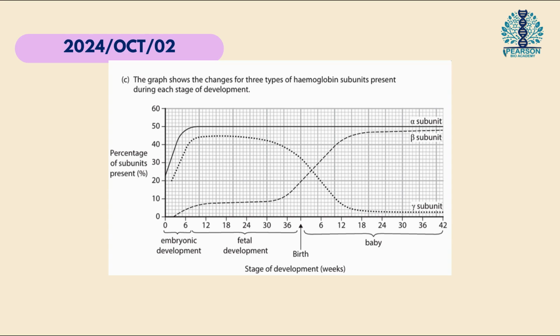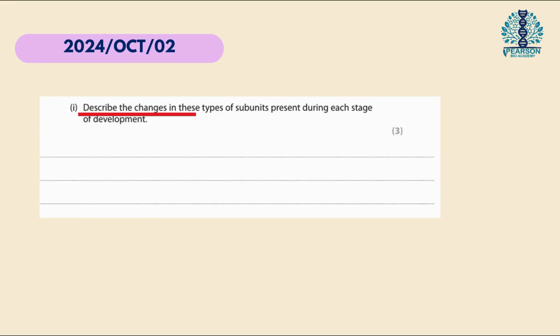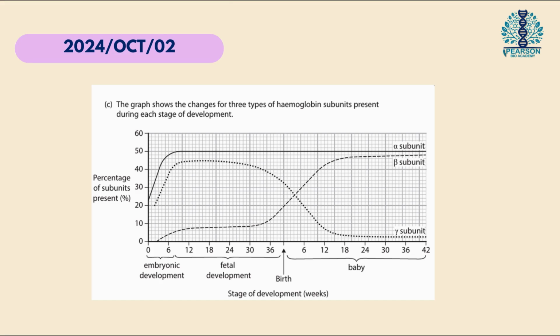And the question asks, describe the changes in these types of subunits during each stage of development. It's only a 3-mark question, so think logically. There are 3 subunits, so you should aim to write 1 marking point for each subunit. Also, instead of describing the graph using the months shown on the x-axis, it's much better to relate your answer to the stages of development: embryonic development, fetal development, and after birth. Here is the model answer.